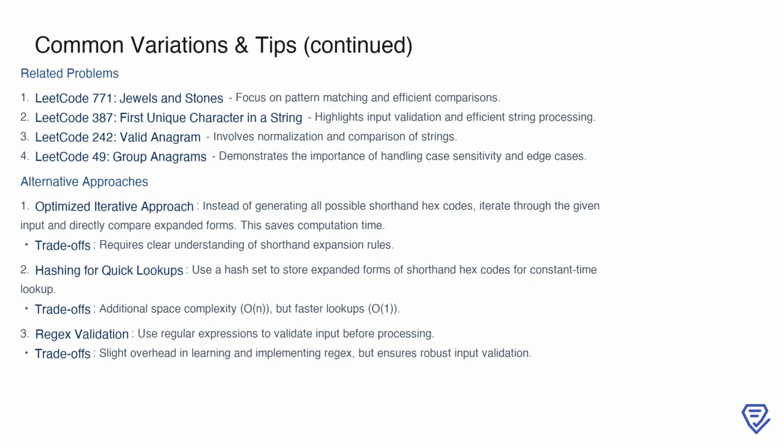Additionally, there are alternative approaches to this problem that you might consider. For instance, an optimized iterative approach allows you to directly compare expanded forms of shorthand hex codes without generating all possible combinations. This improves efficiency but requires a solid understanding of the expansion rules. Another option is using hashing for quick lookups. By storing expanded forms in a hash set, you can achieve constant time lookups, though this comes with additional space complexity. Lastly, regular expressions can be employed to validate input before processing. While this adds a slight learning curve, regex ensures robust and reliable validation, which can significantly enhance your solution.